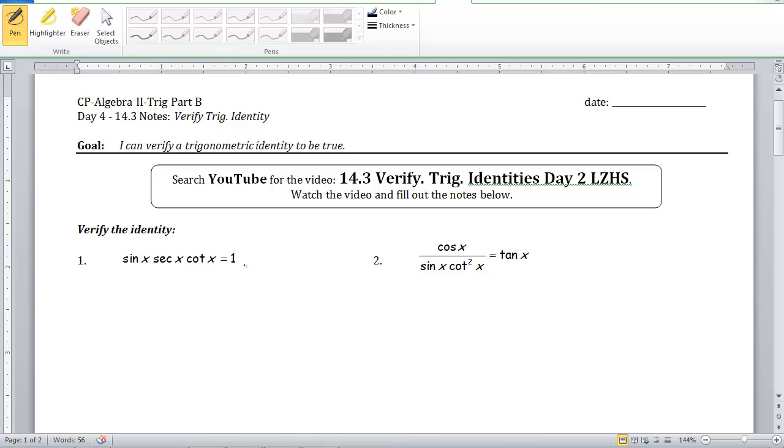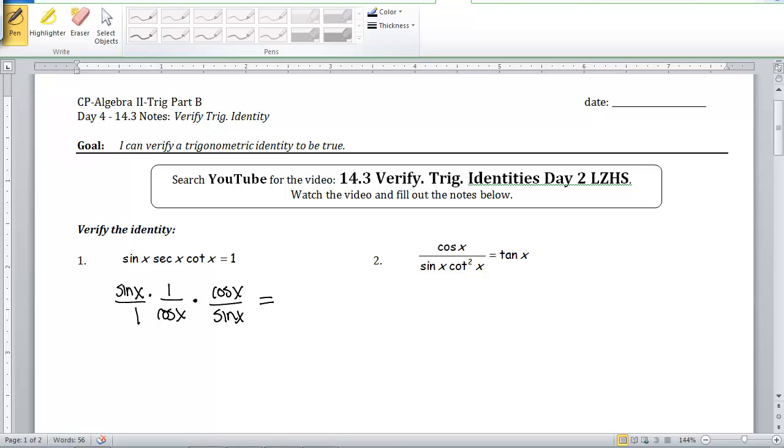In number 1, I can see that I don't have any cofunction or negative angles, nothing squared, so there are no Pythagorean identities to perform. I do not have any fractions. I do not have more than one term to factor out, so we need to change each of these into terms of sine and cosine. Sine already is, but secant, if I use the reciprocal identity, is 1 over cosine. And cotangent, if I use the quotient identity, is cosine over sine.